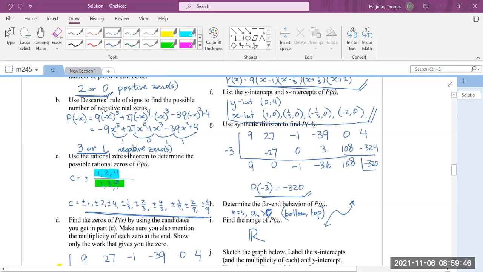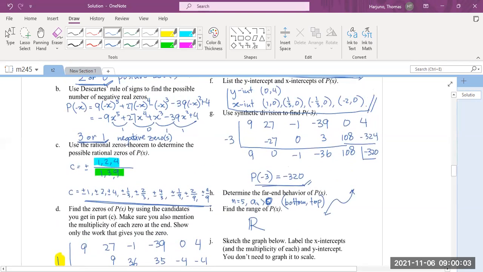Now, not all polynomials have this kind of range. If the polynomial has even degree, then the range will not be all real numbers. But because the degree is odd, the range is all real numbers.